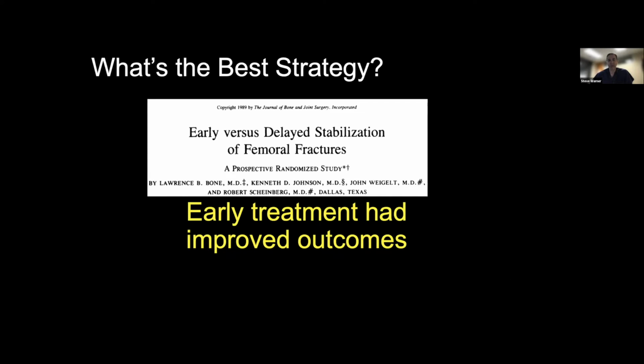And so this is a classic study by Dr. Bone in the 1980s, where he looked at early versus delayed treatment of femoral shaft fractures. What he showed is that early treatment has improved outcomes, and this algorithm of treating injuries early on, what's called early total care, was then favored in these types of patients.